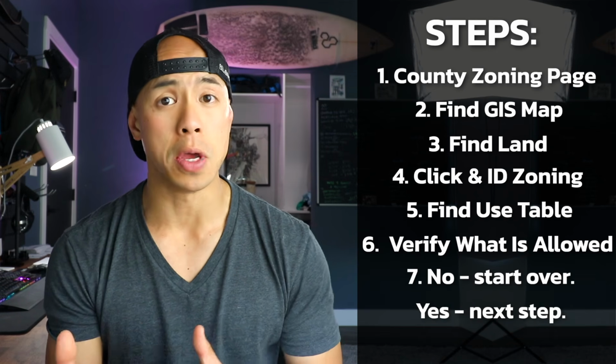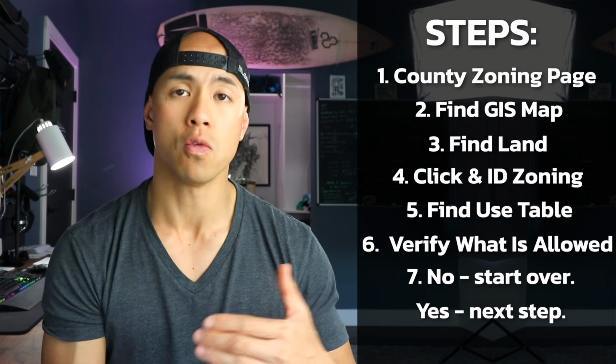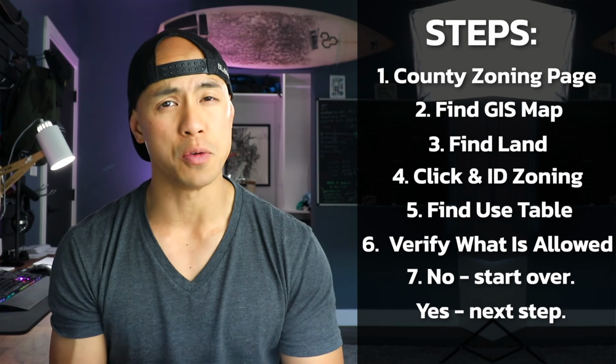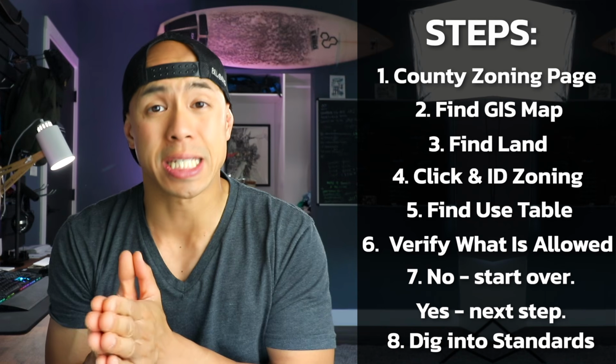Step 6, find your zone and see if what you're trying to do is allowed. Step 7, if no, pass on that piece of property, move on to the next. If yes, move on to step 8, which is dig into the standards for your specific zone, which usually is in that same PDF under zoning ordinance or zoning code. Whew, okay, let me show you now.